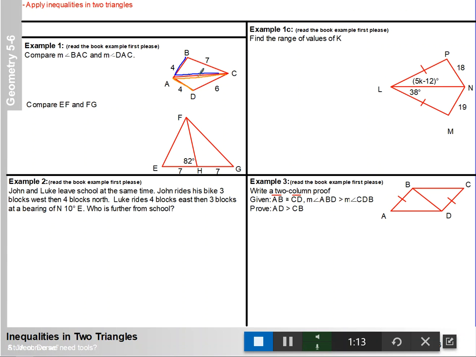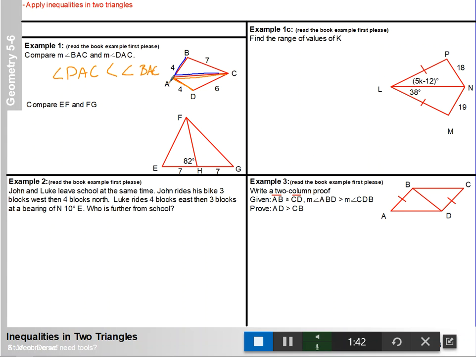Therefore, we can use the Hinge theorem to safely say that angle DAC is less than angle BAC, because the side length opposite BAC is greater than the side length opposite DAC.